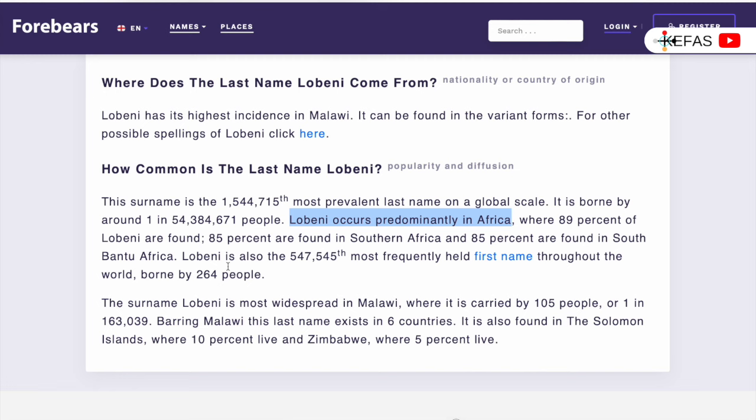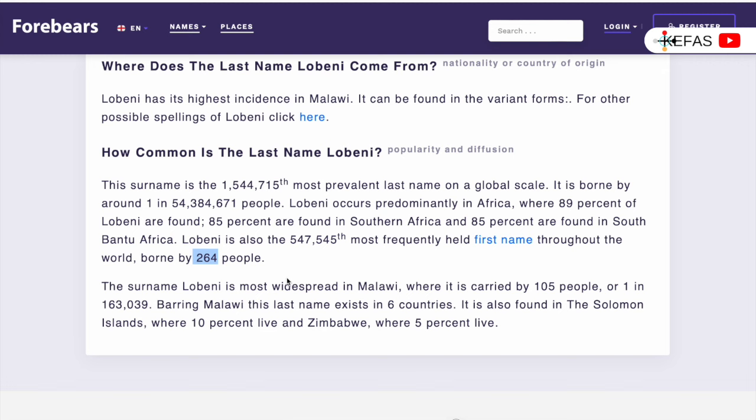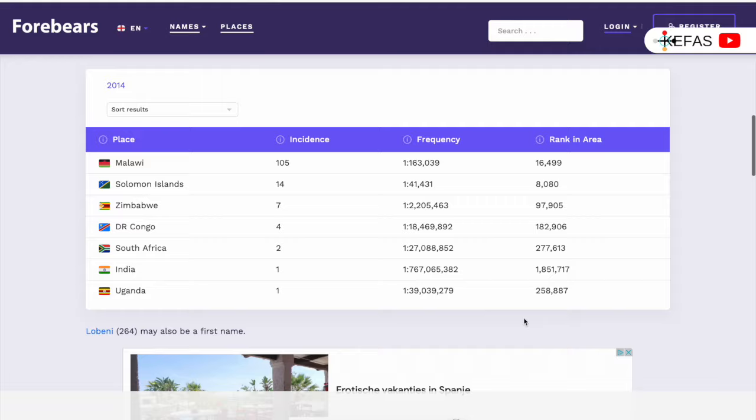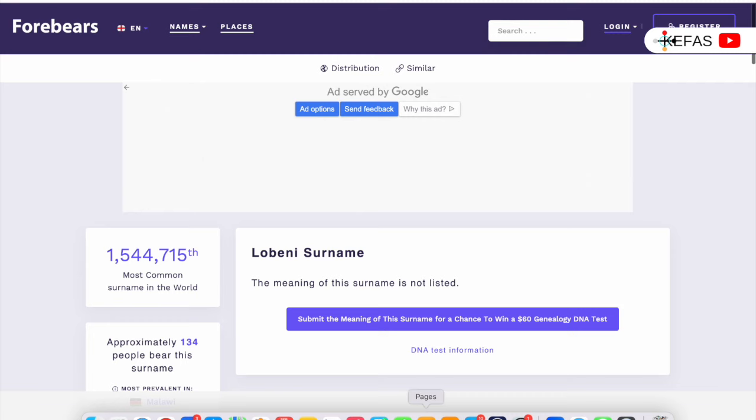Lobeni is also the most frequently held first name throughout the world, borne by 264 people. Now remember, these are only people who have been registered in some way with the governments. I believe the amount is much higher of people who are named Lobeni, because not everyone in Africa, in some poor areas, or people who are very poor, do not have a birth certificate, do not have a passport, etc. So the name Lobeni is an African name, and also found in different parts of the world, like India.